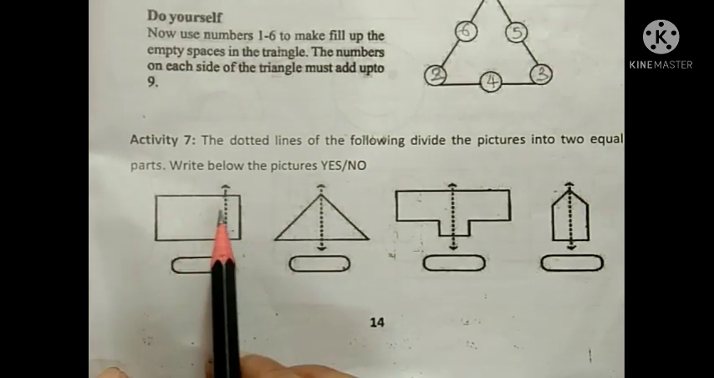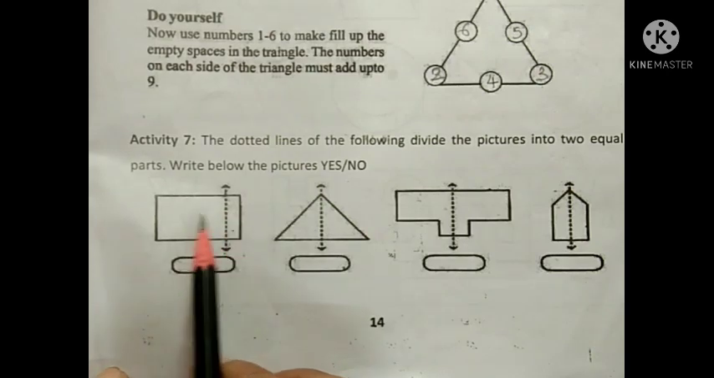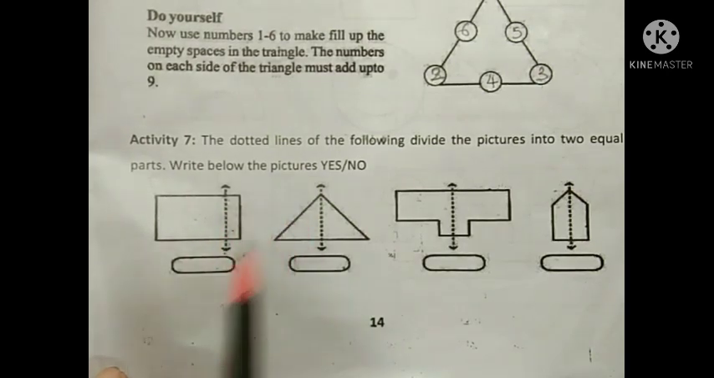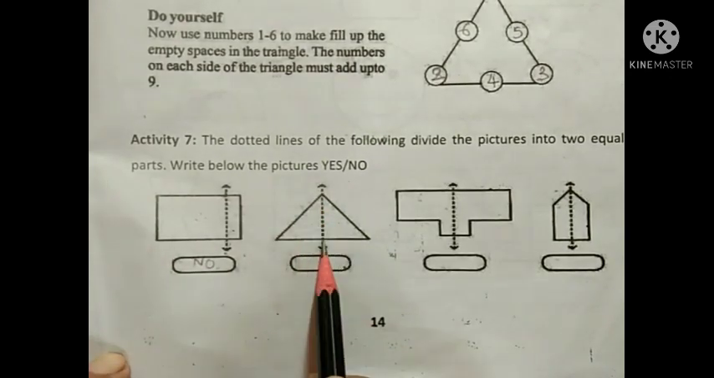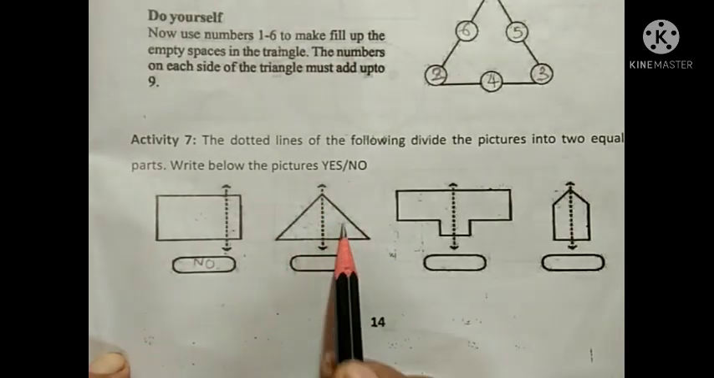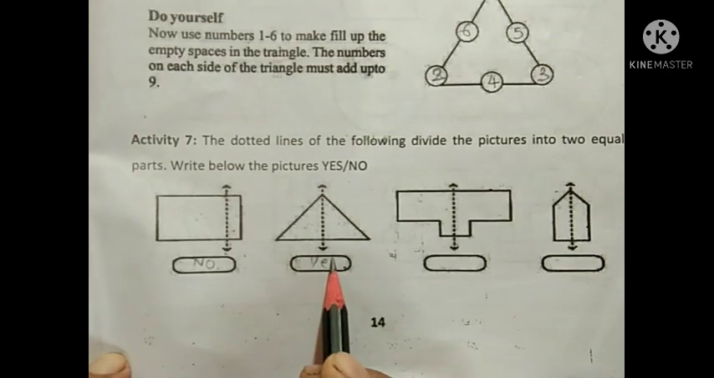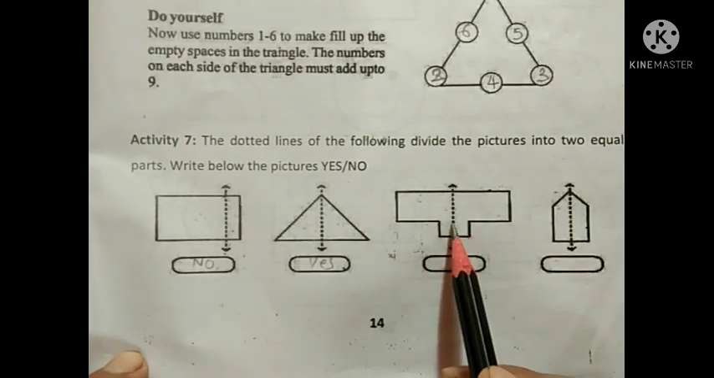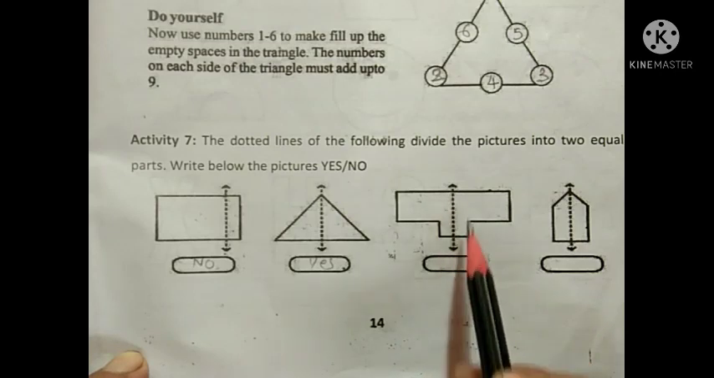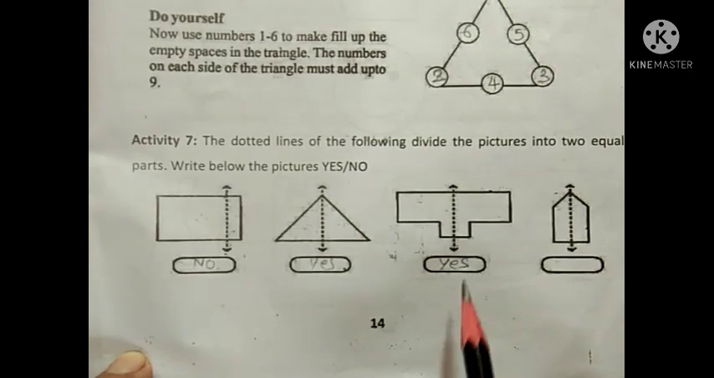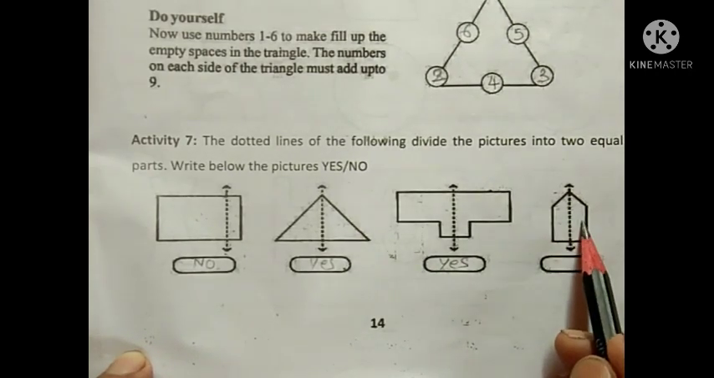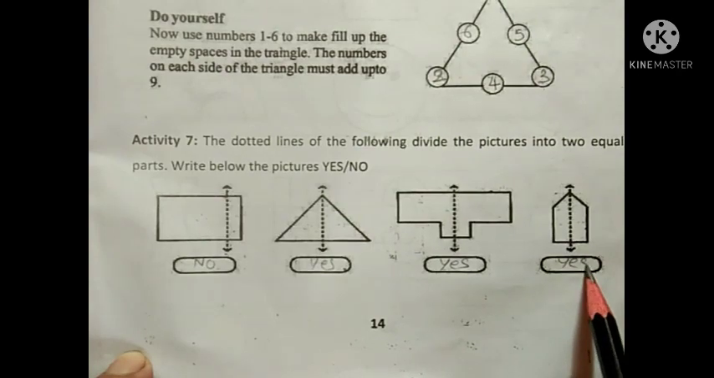If you divide this way, then this part is smaller, this one is bigger. It is not equal. So you can write here no. Here yes, both sides by this dotted line are equal. So you can give here yes. Here also, see this part and this part, dotted lines, both side parts are equal. So you can write here also yes. Here also same, both sides equal, you can give yes.